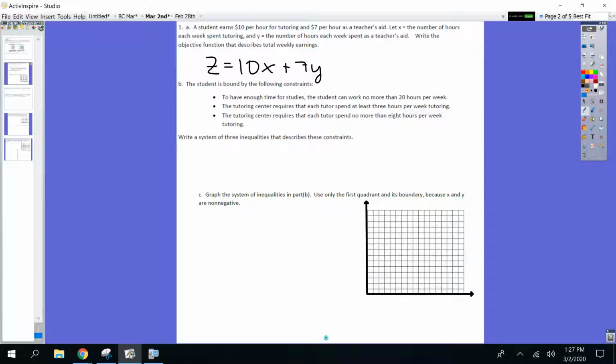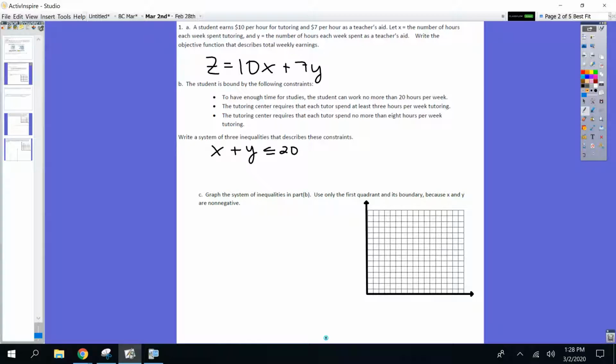Your inequalities, okay, your restrictions. All right, help me out. You can work no more than 20 hours a week. Total hours has to be no more than 20. Okay, what though? Well, I know it's or equal to 20 something, but what? X, the number of hours spent tutoring, plus Y, the teacher's aide hours, can be no more, what symbol? Less than or equal to 20. Boom, got the first one down.